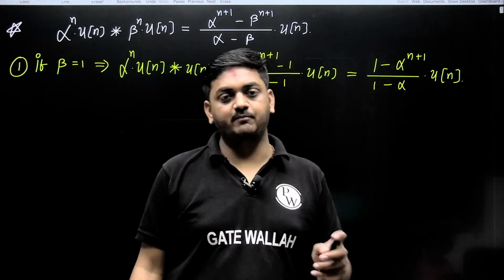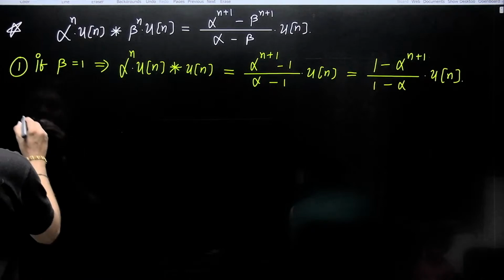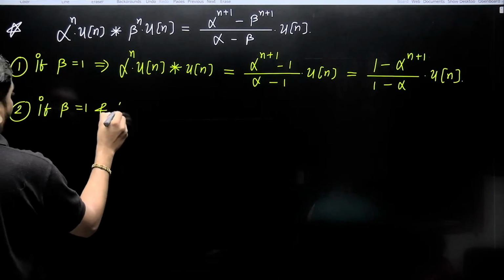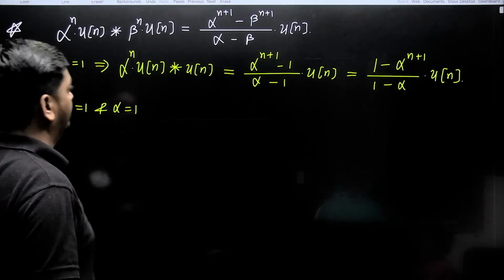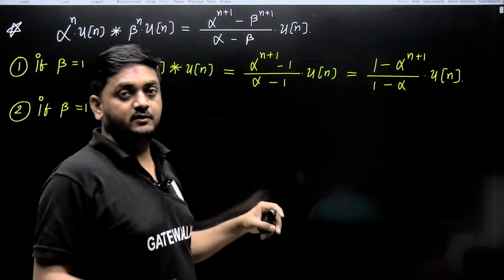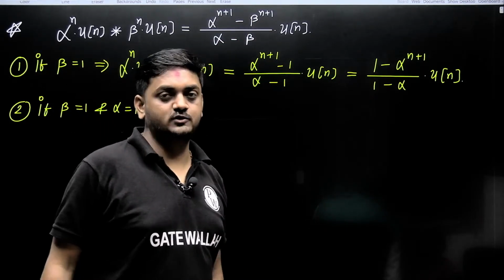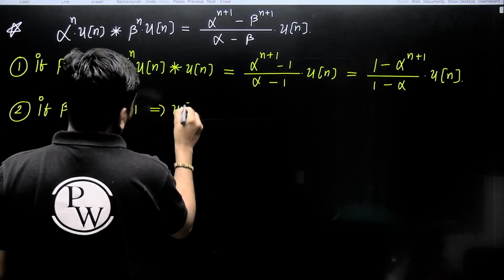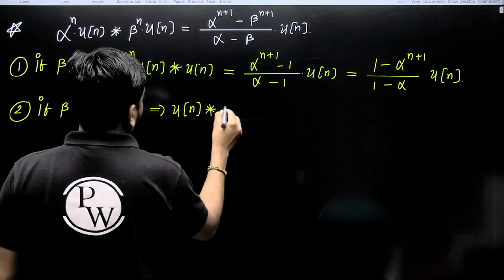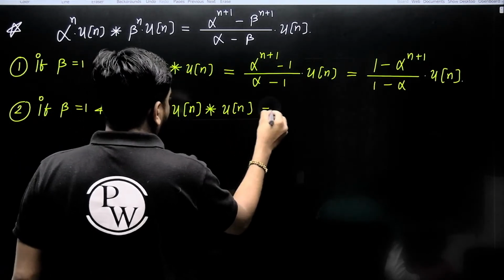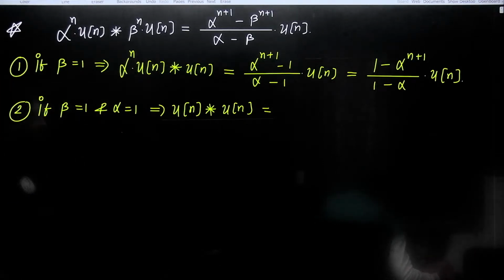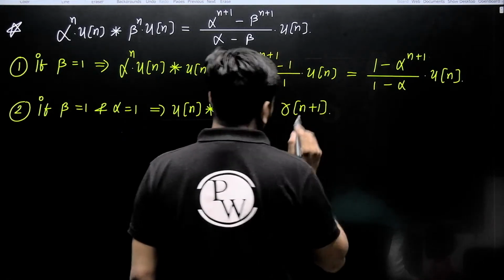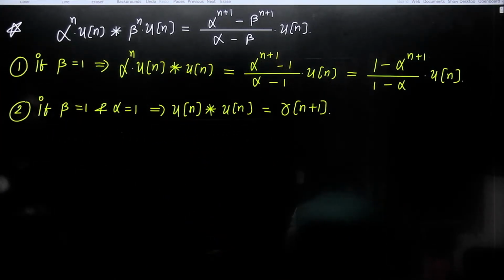If alpha equal to 1 and beta equal to 1, then what will be the answer? Beta also 1 and alpha also 1. So don't say 1 minus 1, 0 by 0 form. Here see, if we replace alpha with 1, then it will be u of n. If we replace beta with 1, then again it is u of n. We know that the convolution of u of n with u of n is nothing but r of n plus 1, or we can say n plus 1 into u of n.